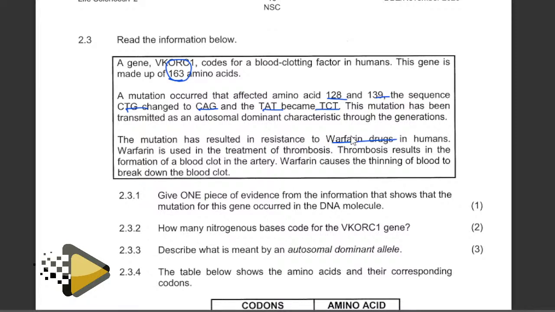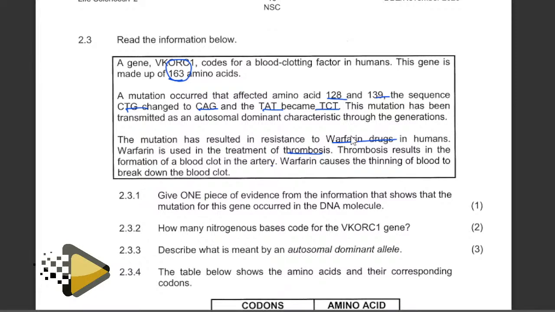Warfarin is used to treat thrombosis. It is used on the process of clotting: prothrombin, fibrinogen, fibrin. Prothrombin is the one which produces thrombin. So here thrombosis is the disease. Thrombosis results in the formation of blood clots in the arteries, and this causes the thin blood to break down and the blood to clot.